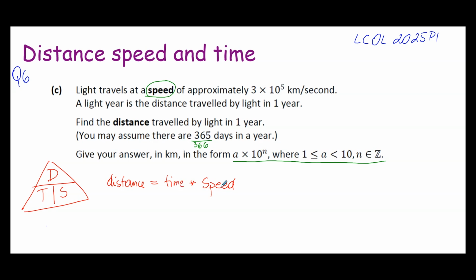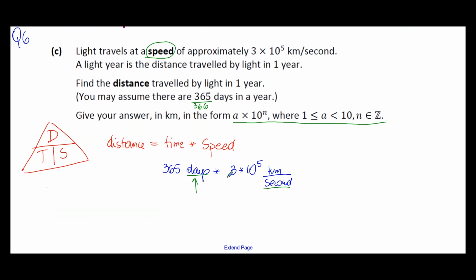So here we are saying, well, what is the time? The time is 1 year, right? And then they are pointing us to 365 days. So we are saying 365 days multiplied by speed, 3 by 10 to the power of 5 kilometers per second. So this is where we are running into difficulty because the second here and the days here are clashing. We need to have them in the same measurement. So first, before we can do the calculation, we need to change days to seconds.